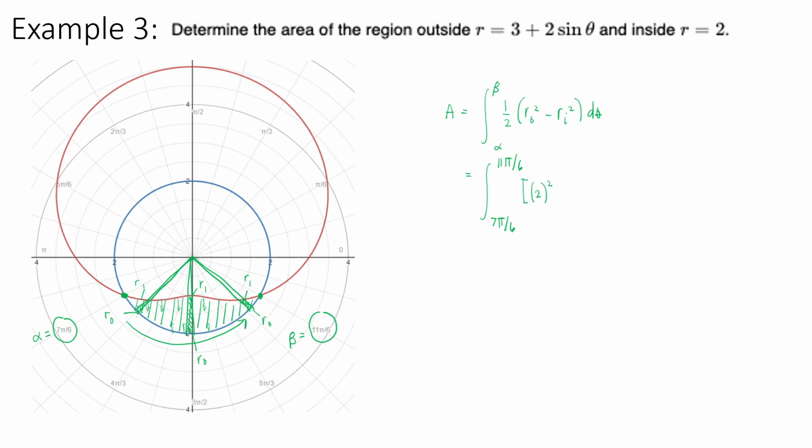So this one is 2 squared, the outer graph. The inner graph would be now the red one, 3 plus 2 sine theta squared d theta. Then you now have the answer. So ano na siya ka-simple, di ba? Okay, so what's the answer?